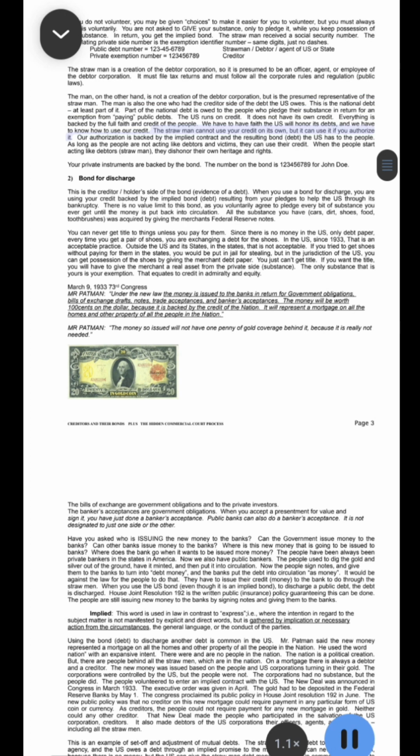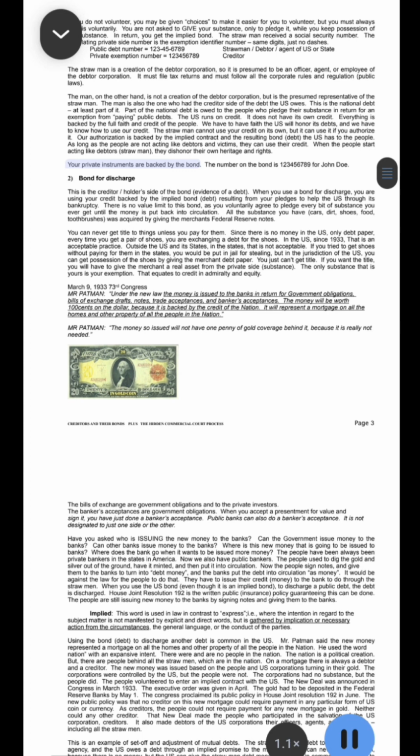The straw man cannot use your credit on its own, but it can use it if you authorize it. Our authorization is backed by the implied contract and the resulting bond debt the U.S. has to the people. As long as the people are not acting like debtors and victims, they can use their credit. When the people start acting like debtors, straw man, they dishonor their own heritage and rights.